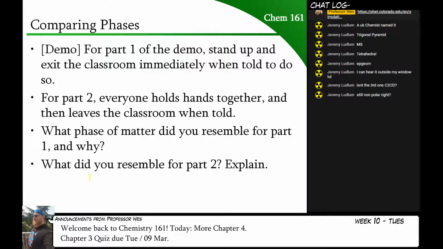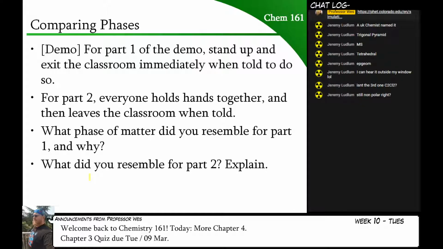So what I do is I have everybody stand up and leave the classroom. Don't do this. Don't get up and leave your apartment. It's dangerous out there, and also it's cold. But in part 2, I would have everybody join hands so that they're one contiguous chain. And then I would say, try and leave the classroom like you did before.